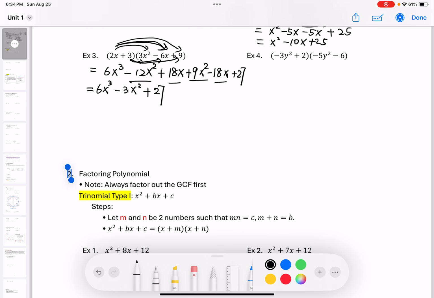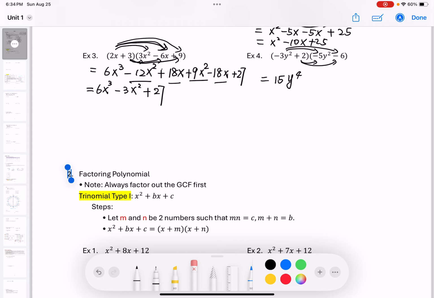This question is not difficult. So we can distribute negative 3y squared in the first parentheses. Then distribute 2 in the second parentheses. We have negative 3 times negative 5, positive 15. Y squared times y squared is y to the fourth, because same base, add the powers, 2 plus 2 is 4.